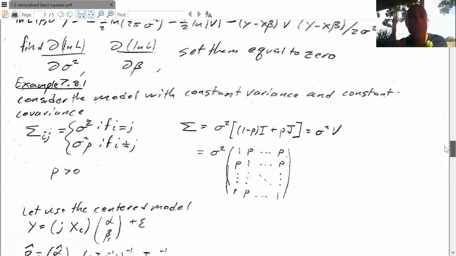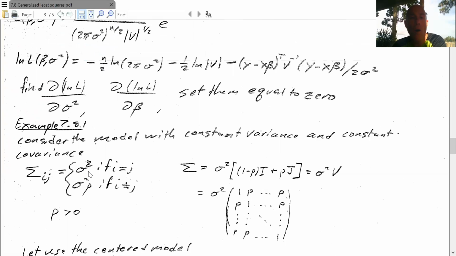All right, so now let's do an example. Let's consider the situation where we have constant variance and we have constant covariance, but that constant is not 0. So ordinary least squares would have constant covariance of 0. We're saying we have constant covariance of something else, and we're going to call that rho. All right, so our covariance matrix is going to be sigma squared on the diagonal, and off the diagonal, it's going to be sigma squared times rho. All right, so sigma is equal to sigma squared times (1 minus rho) times I plus rho times the J matrix, and that is sigma squared times V. And here we can represent it in this manner.